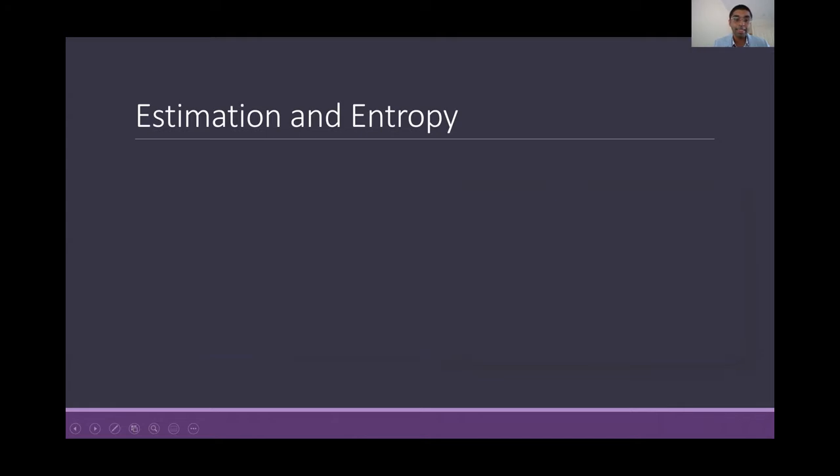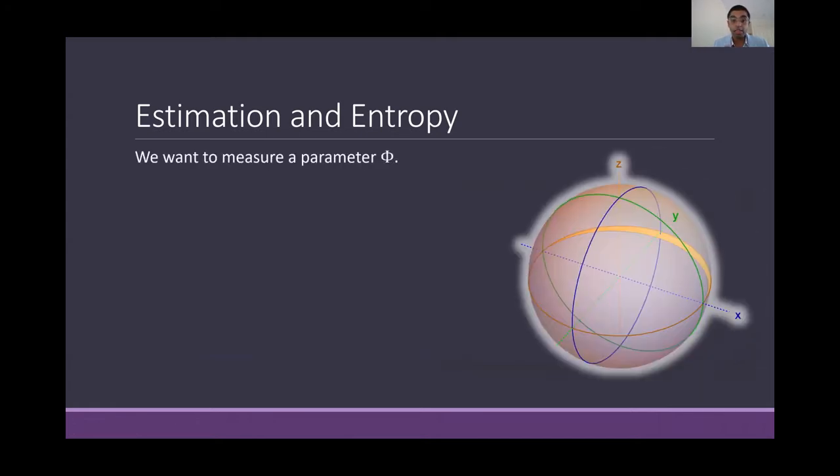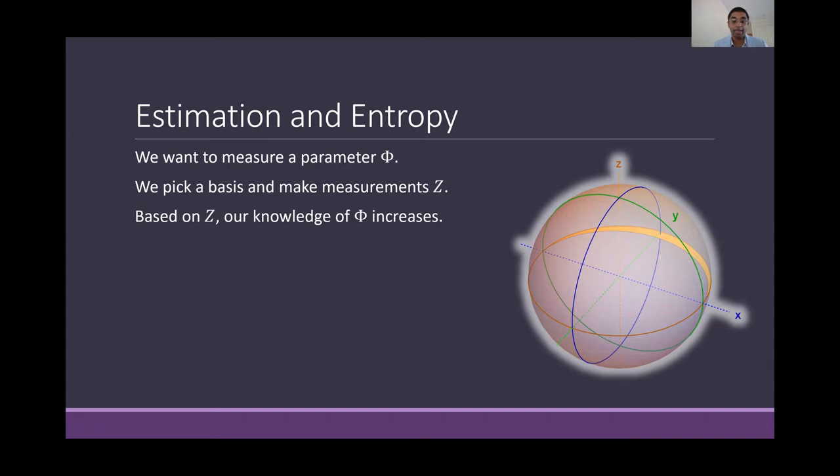So let's come back to estimation and entropy. We want to estimate some sort of parameter phi. We pick a basis and we make measurements z. And based on z, our knowledge of phi increases. But again, what do I mean by knowledge increases? What do I mean for my knowledge to increase? Knowledge is quantified in information theory by a quantity called the mutual information.